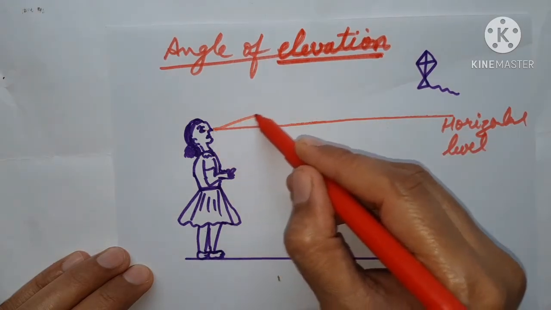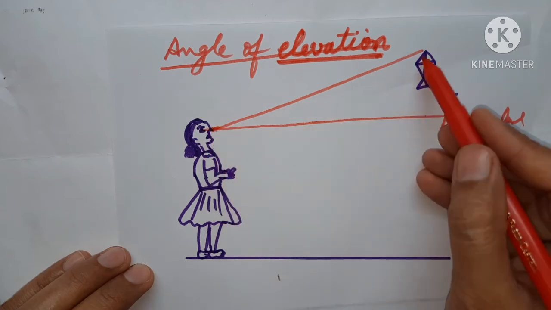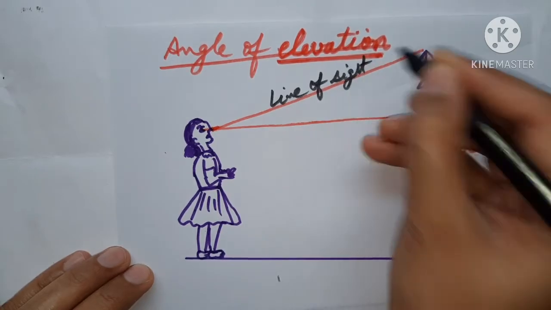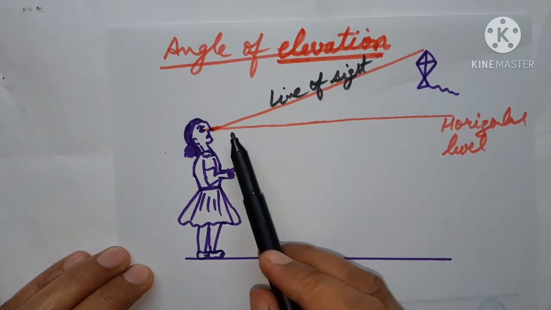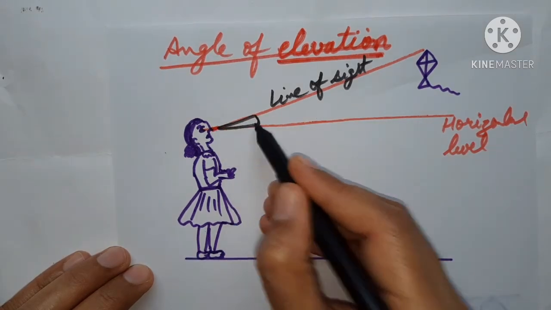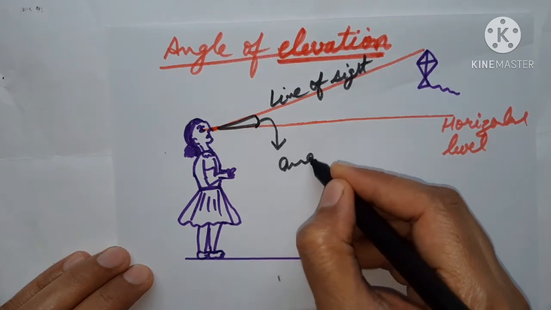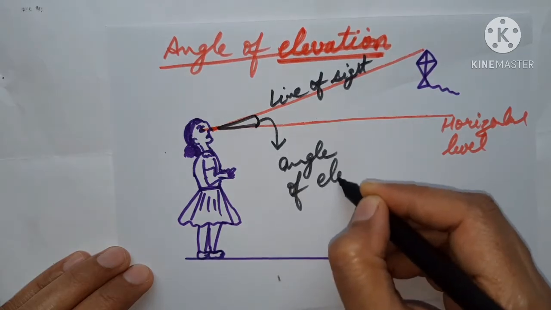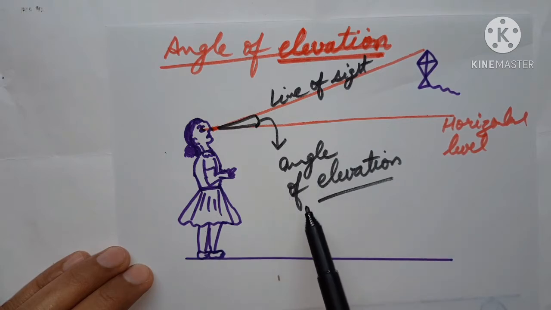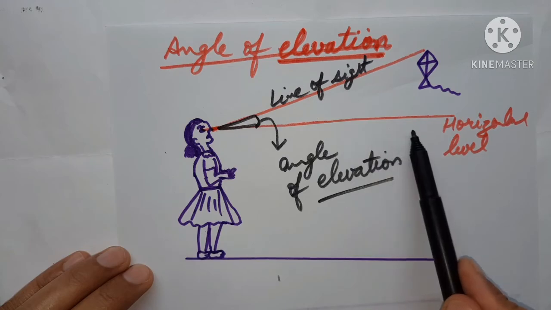And if I make this line, the line between the observer's eyes and the object, this line is the line of sight. So this is the line of sight, this is the horizontal level, and the angle between these two lines is the angle of elevation. So angle of elevation is the angle between the line of sight and the horizontal line.